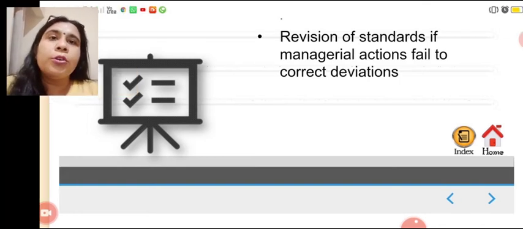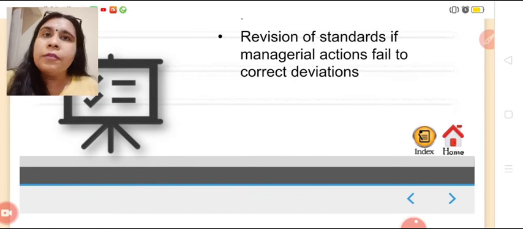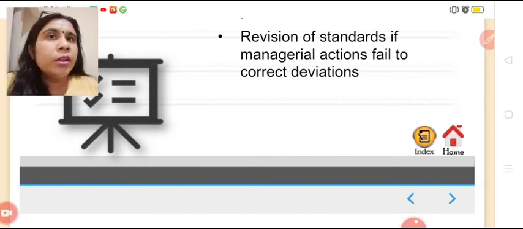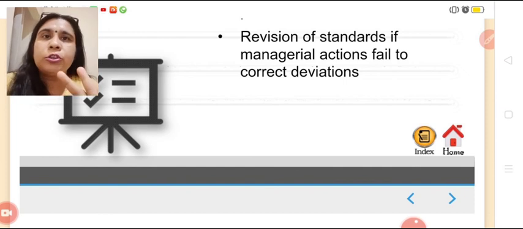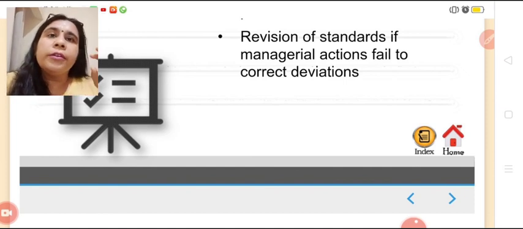So, I hope that you are all clear with the concept of controlling, features of controlling, importance of controlling, and steps in the process of control. This unit contains only these 3 topics which need to be read and understood properly.